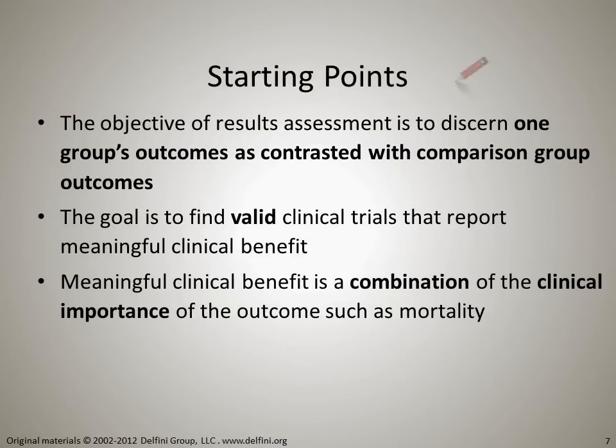Let us begin. The objective of a results assessment in clinical research is to discern one group's outcomes as contrasted with comparison group outcomes. The goal is to find valid clinical trials that report meaningful clinical benefit. Notice that I'm emphasizing valid clinical trials. Valid clinical trials mean those that are likely to be true, and to identify these, you evaluate them for the likelihood of problems due to bias, confounding, and chance.